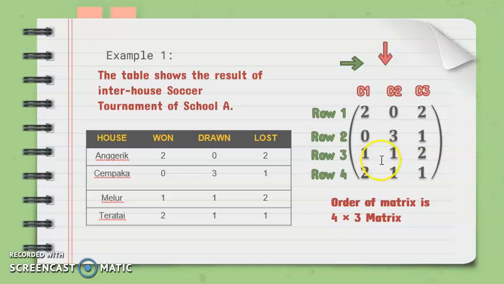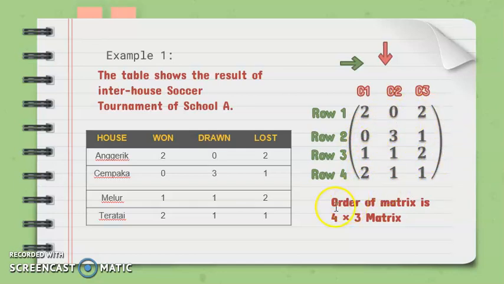So let's look here. For the matrix, first you need to put a bracket. Since we have 4 houses, we can take that as our 4 rows. So row 1. And how many columns can we put there? We have won, drawn and lost, so we can put 3 columns: column 1, column 2 and column 3. Row 1 is Anggrek. Anggrek has won 2 times with 0 drawn, which is this one, and lost 2 times, which is column 3. How about Cempaka? Row 2: won 0 times but drawn 3 times and lost 1 time. The same goes for row 3, which is Melur, and row 4, which is Teratai. So this is how we do the matrix.